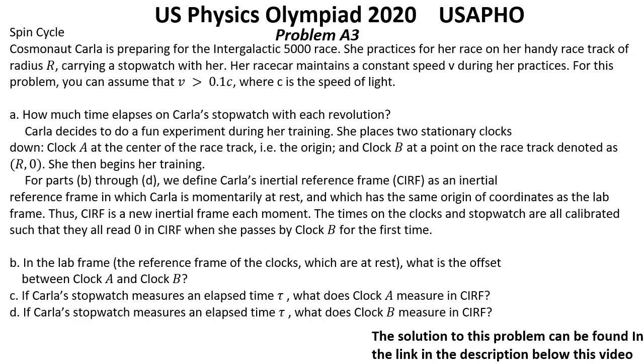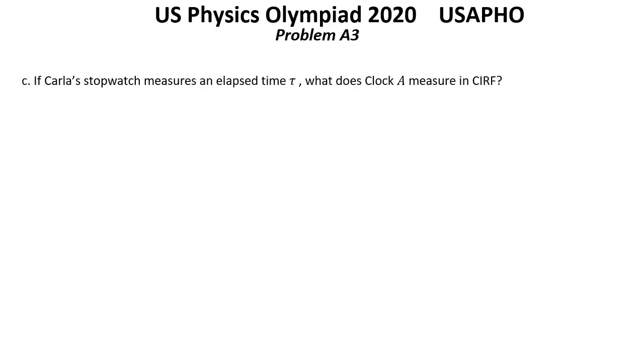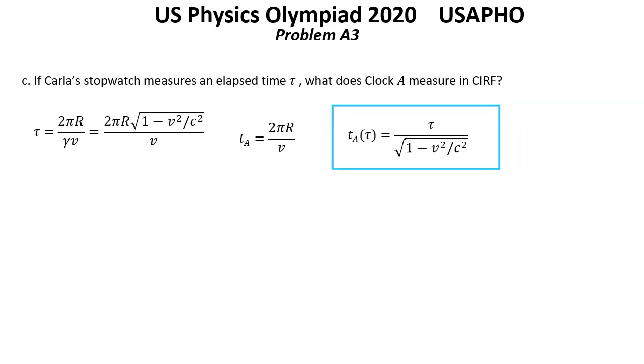Question C. If Clara's stopwatch measures an elapsed time tau, what does clock A measure in CIRF? By symmetry, the speed at which the center clock ticks according to CIRF cannot change. In one revolution, Clara's stopwatch measures this time tau, while the center clock measures 2 pi r over v. So it means then the center clock measures tau over the square root of 1 minus v squared over c squared. That's the solution for question C.